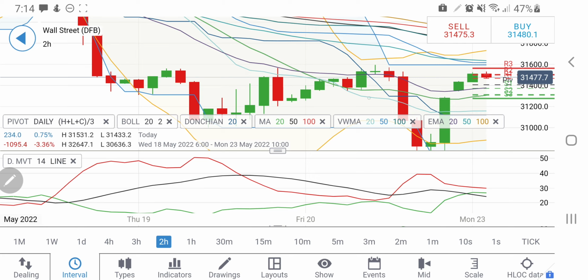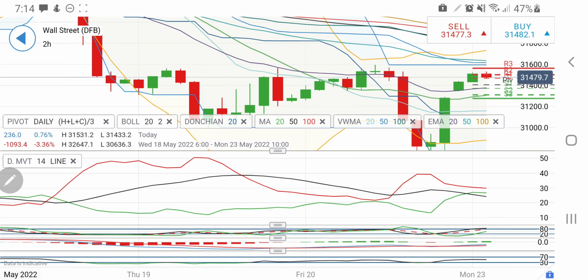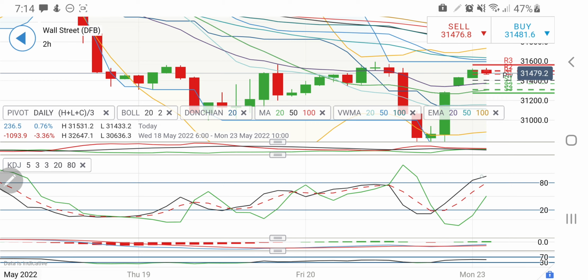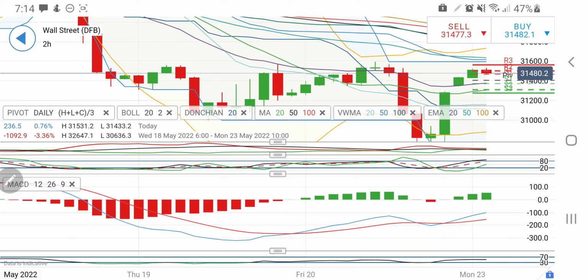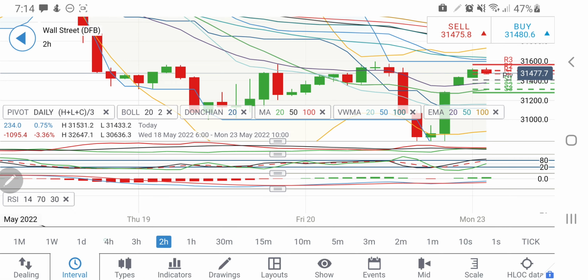Now look, the directional movement is still bearish. It is trying to converge and enter into a bullish crossover. The 2 hour stochastic is extremely overbought. Yes, 31,200 cannot be denied. The MACD is divergent, MACD is bullish, and the RSI is trading flat here.